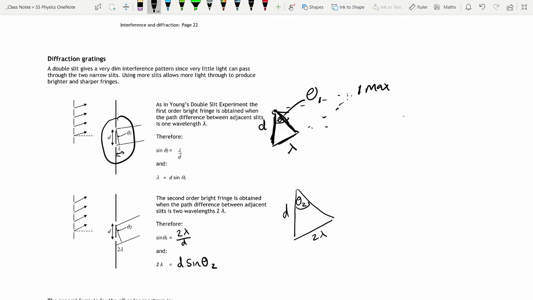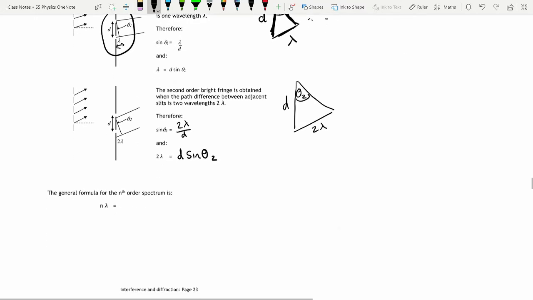If you had the third order bright fringe, it would be 3 wavelengths difference, so sine theta 3 would be 3 wavelengths over lowercase d. So the general formula for the nth order spectrum is n, so 1, 2, 3, 4, 5, times the wavelength equals d times sine theta n. So for the third order bright fringe, 3 wavelengths would be d times sine of the angle at which we've got the third order fringe.